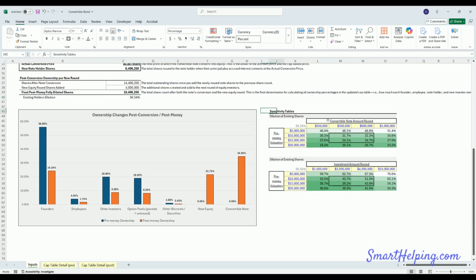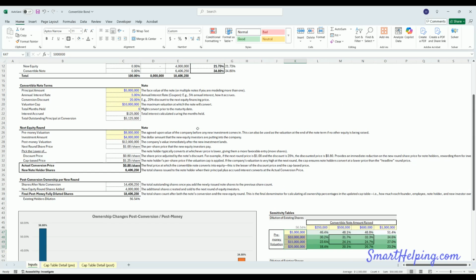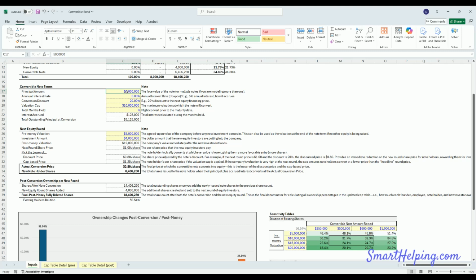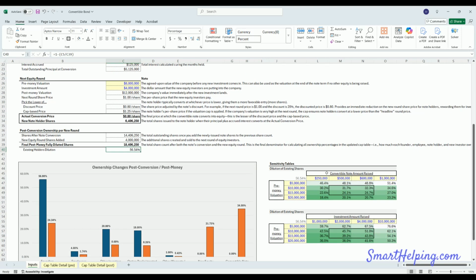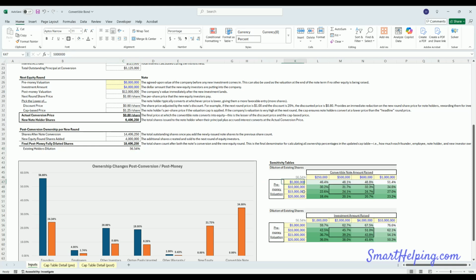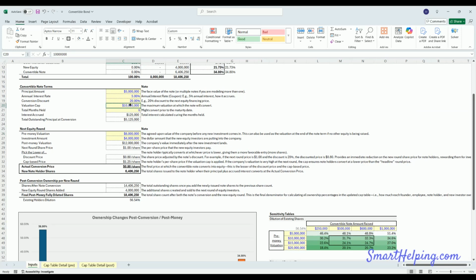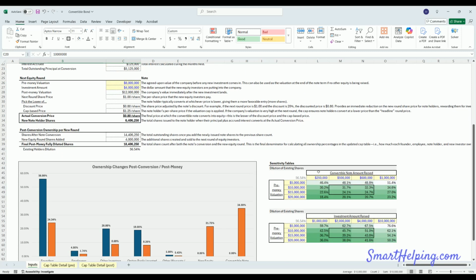Also, I did a couple of sensitivity tables. I tried to get the most important variables. The first one is dilution of existing shares based on different convertible note amounts raised, as well as different pre-money valuations, so that we're isolating these two variables to get this final dilution number. You can see if we raise at a lower valuation here, we're going to get diluted more because they're going to get a ton of shares. If we raise at a higher valuation, our dilution as existing holders is less. And again, that's why there's this valuation cap for a convertible note. You can see the dynamics happening here.